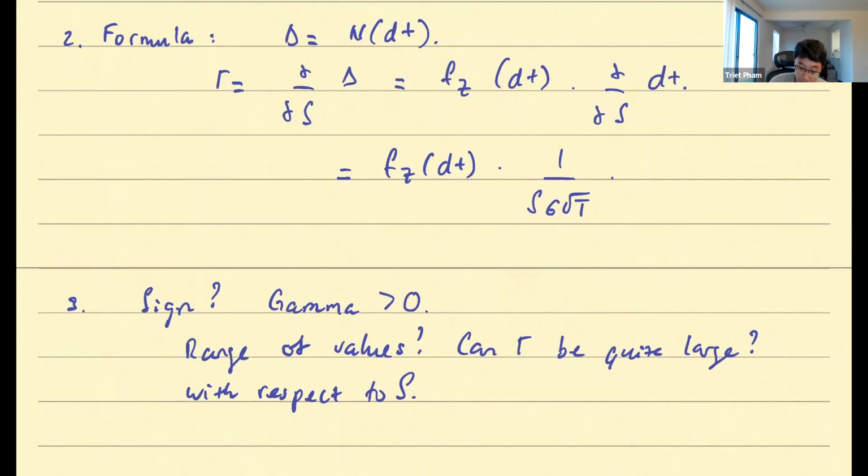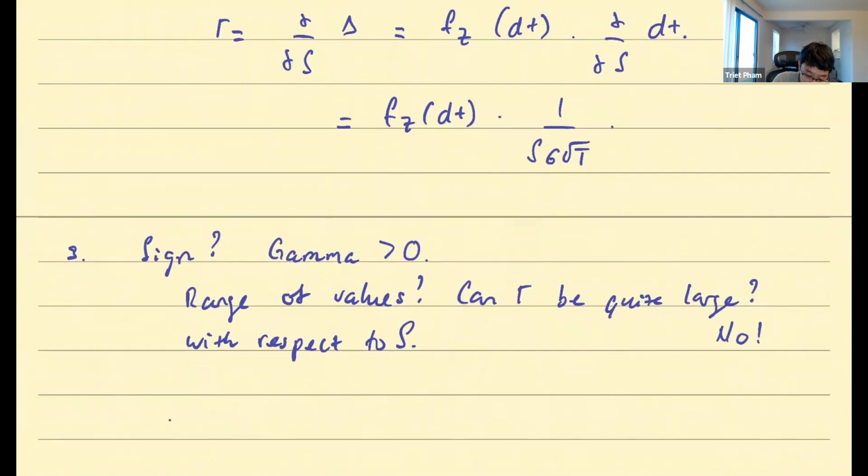Of a call option? The answer is no. Why? Because what do we know about the density of a standard normal?